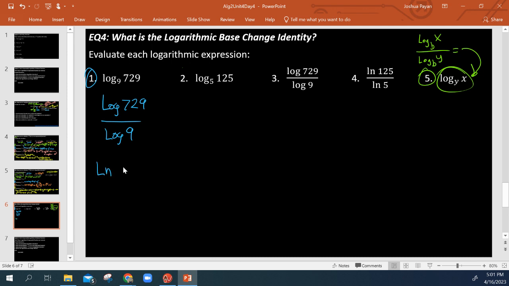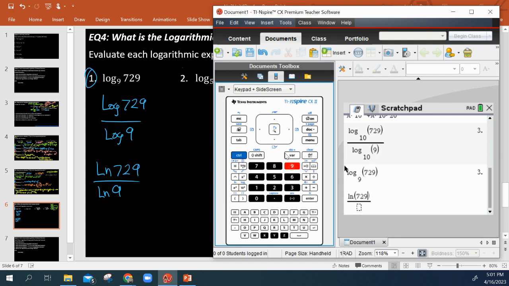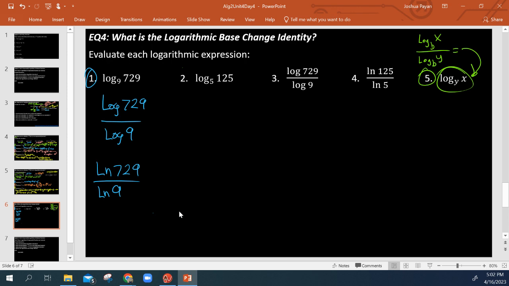Well, let's try it not with log base 10. Let's try it with natural log. And this is all just to prove a point that it doesn't matter as long as the base on top and bottom match. So I'm going to actually do a fraction this time. Natural log of 729 over natural log of 9. And we get the same thing again. Let's be cute and try it with something completely arbitrary. Let's try it with 5. So log base 5 of 729 over log base 5 again of 9. We still get 3. So this identity is absolutely true to form.